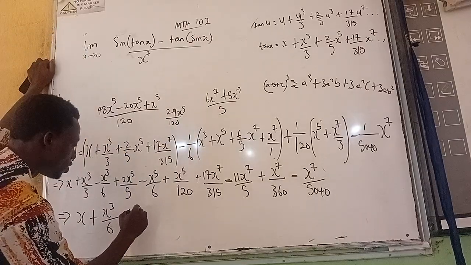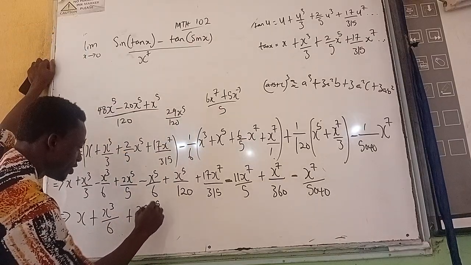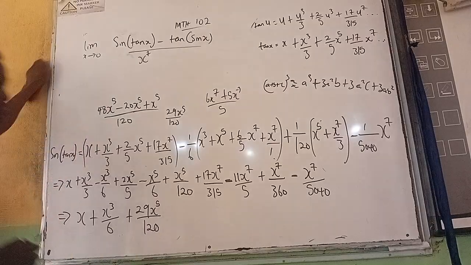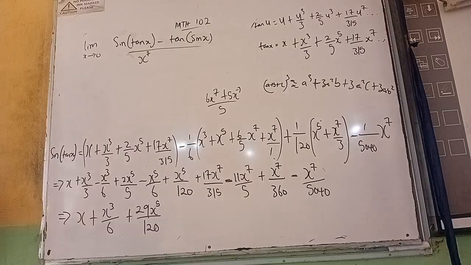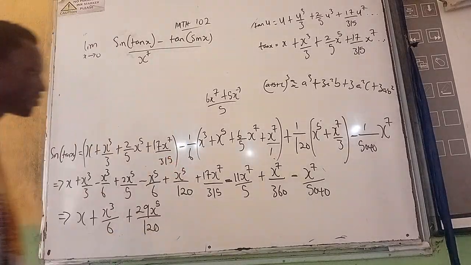So here we have 29x^5 divided by what? 120. Are we together? 29x^5 divided by 120. Now let's move to x^7. All these are x^7. What's the LCM?